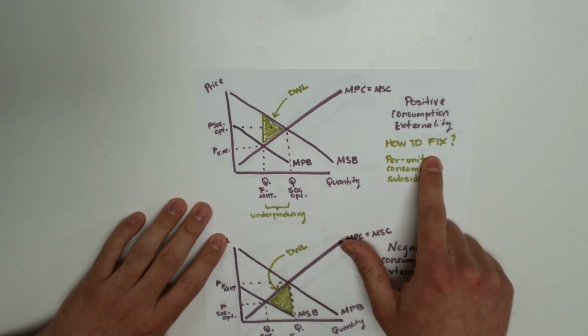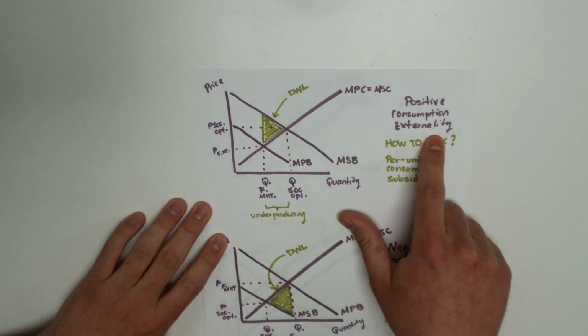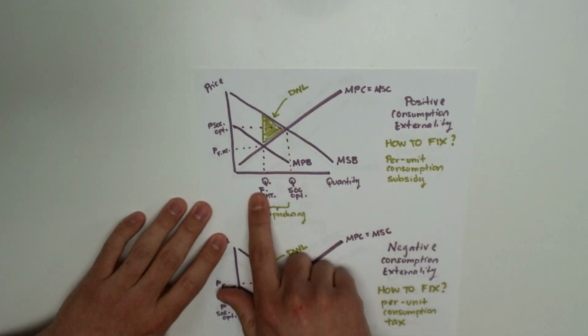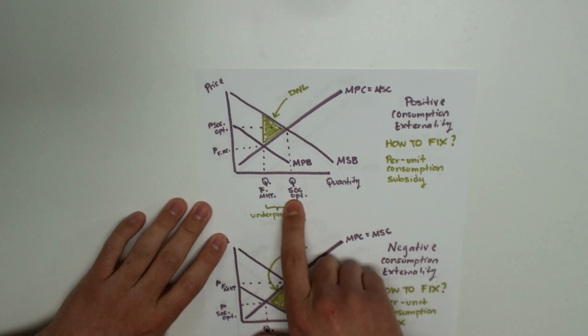How are we going to fix this? Well, it's a positive consumption externality, so we're going to use a per unit consumption subsidy to make it so that we produce at the socially optimal quantity.